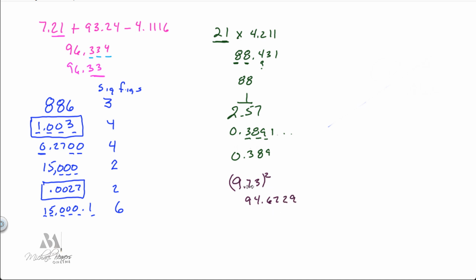We want 3 significant figures. So there's 1, there's 2, and this is going to be the third. And we have to figure out if we're going to round or not. And this digit is a 7. So we're going to have to round up to 94.7. Because this number, 94.6729, is closer to 94.7 than it is to 94.6.